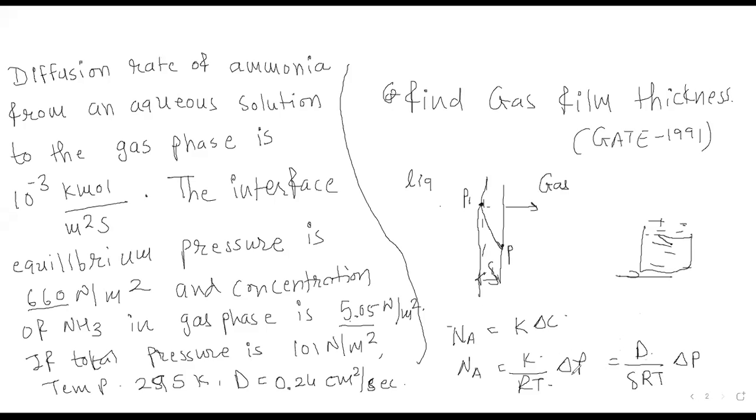So can you try your own? DAB is given, R is given, T is given. This we have to find out. Delta P is given, 660 minus 540. Na is given. So only remaining is the thickness.